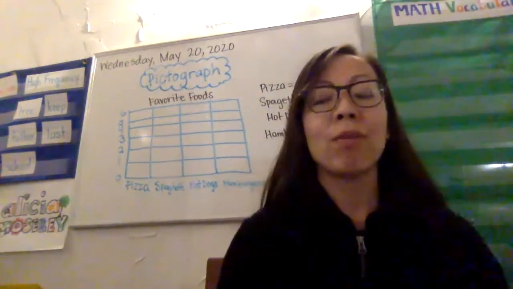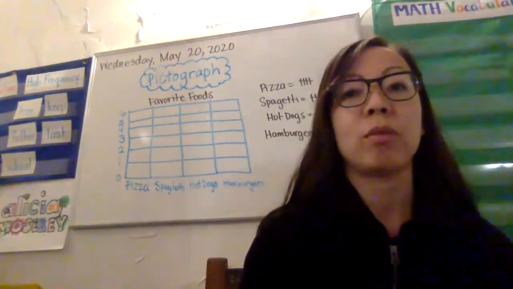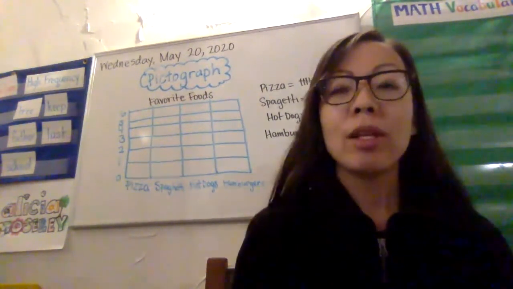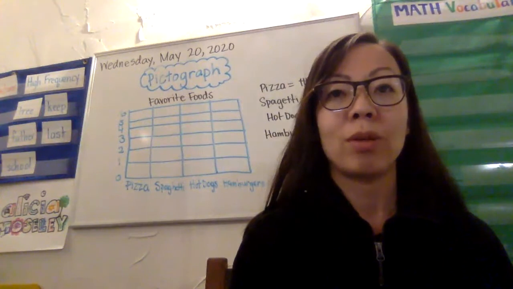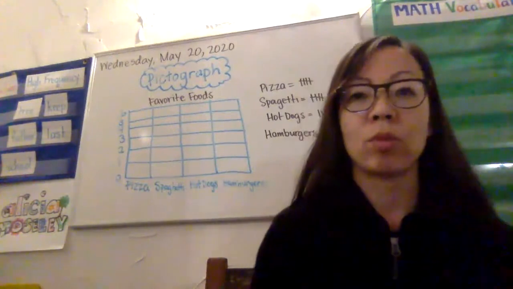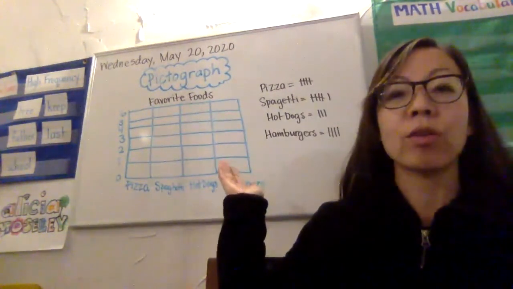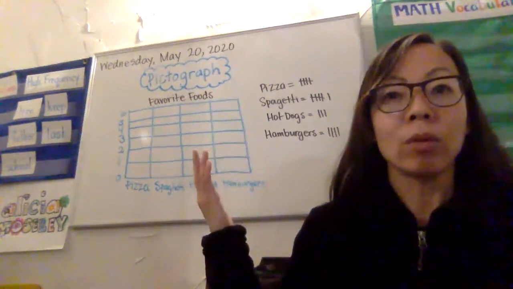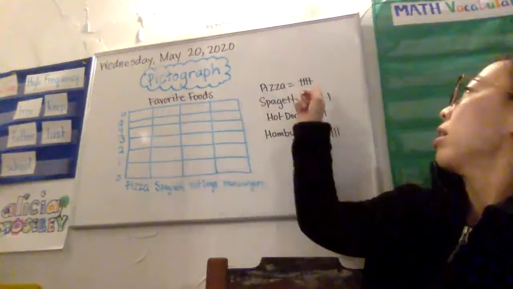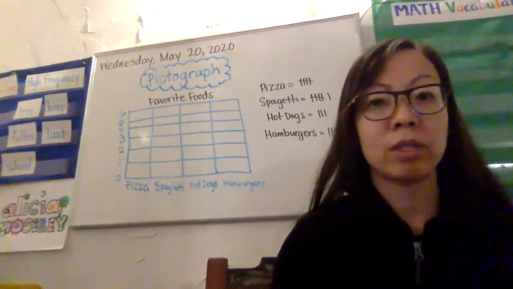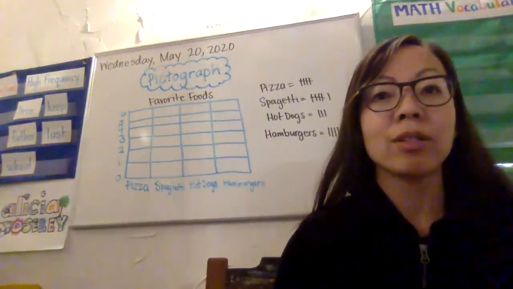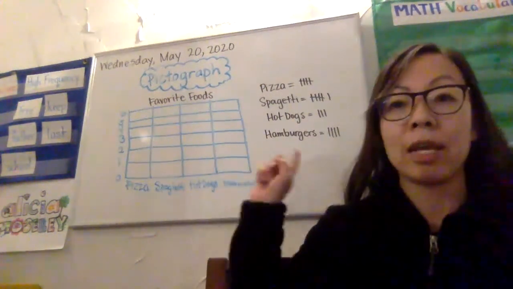Now, scholars, I've already told you that some of my favorite foods are pizza, spaghetti, and hot dogs. I'm adding hamburgers in today too. Now, let's say I wanted to ask other people, who else likes those foods? And I wanted to know which one their favorites were. Well, here's some data that I gathered from people that I polled, or I asked, what's your favorite food? So we can see here that 5 people said pizza was their favorite food, 6 people said spaghetti, 3 people said hot dogs, and 4 people said hamburgers.